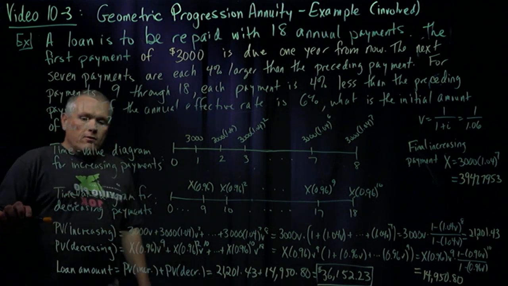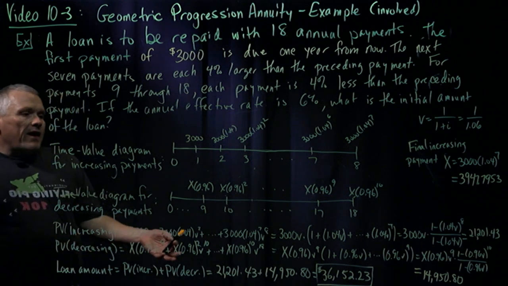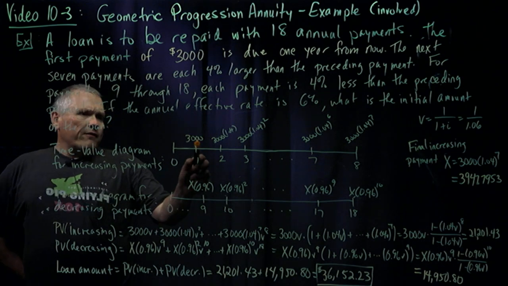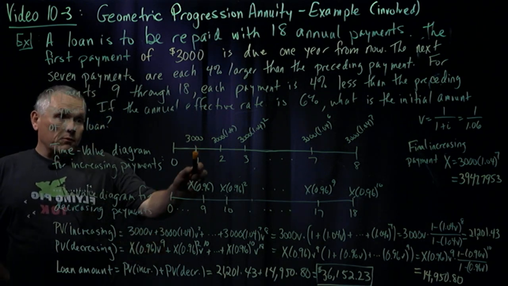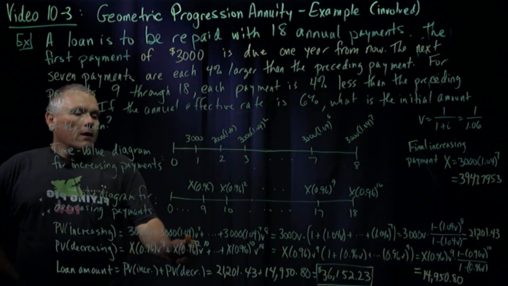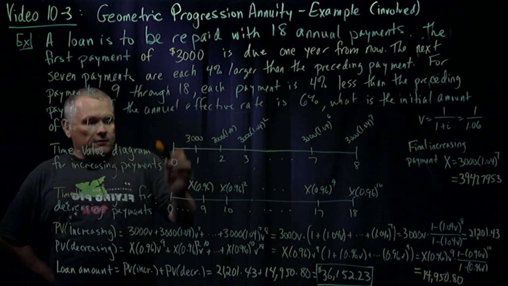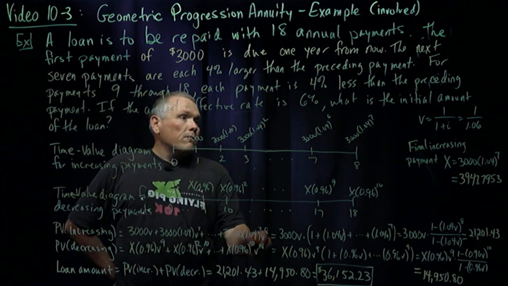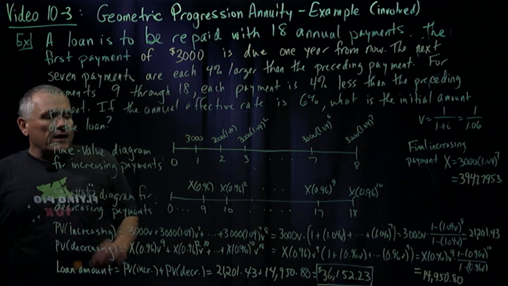So calculating these 2 present values individually, again, we're going to move everything to time 0. So we've got that first payment of 3,000. We'll multiply it by v because we need to step back 1 year. We've got that 3,000 times 1.04. We'll multiply by v squared, stepping it back 2 years, all the way up to 3,000 times 1.04 to the 7th times v to the 8th. That v to the 8th is moving it back 8 years.